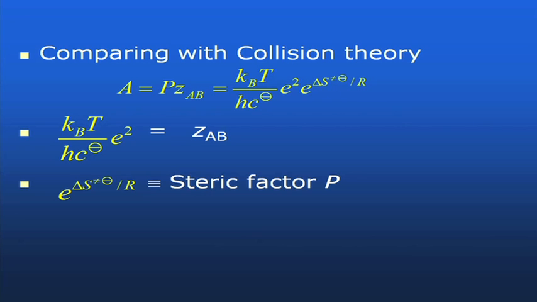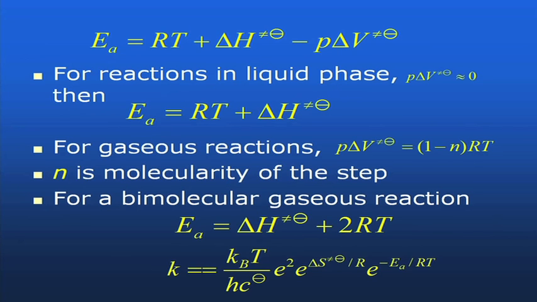Okay. So, comparing with collision theory, if we go back to the earlier slide, you see that the activation energy has an RT term, an enthalpic term, and also a kind of pressure volume work term, a P delta V term. If there is an activated complex formation, then there is a reduction in number of moles, and this reduction in number of moles is ultimately related to a reduction in the work done by the system.